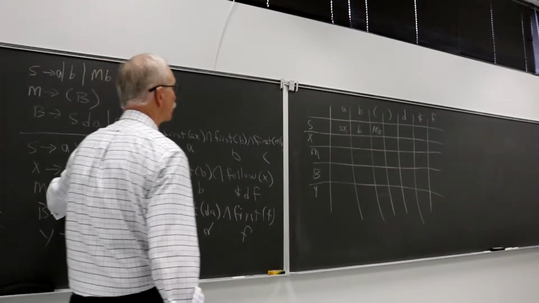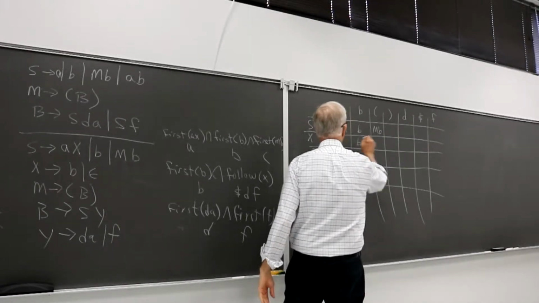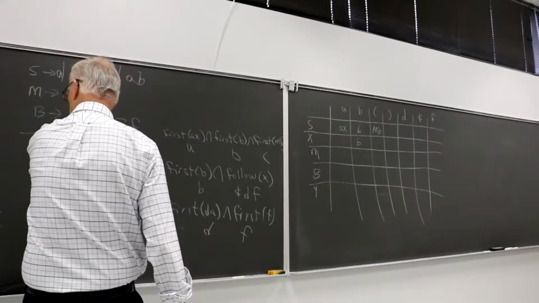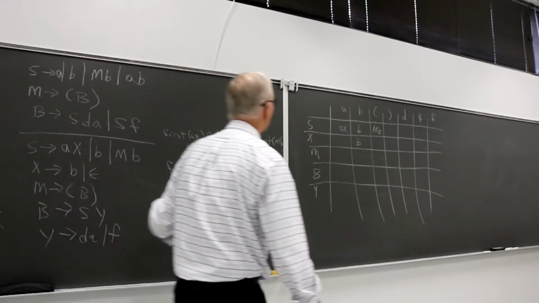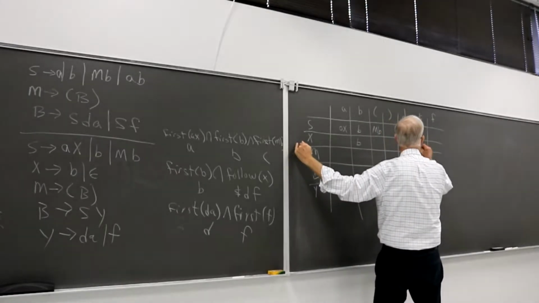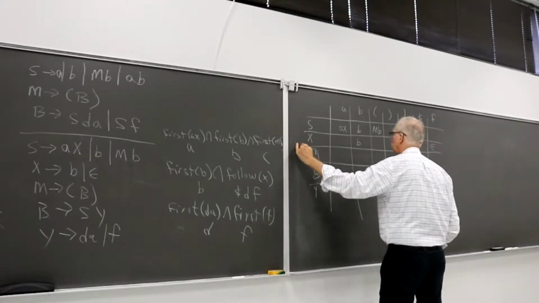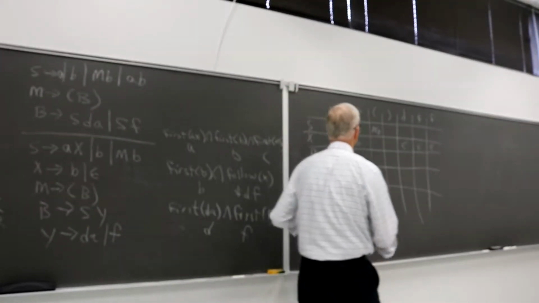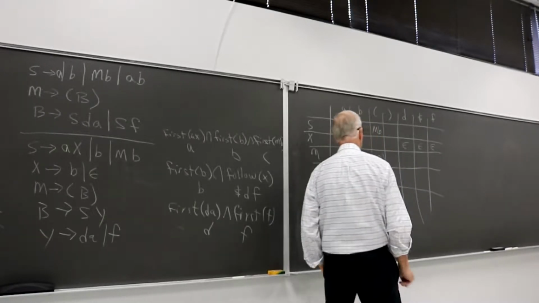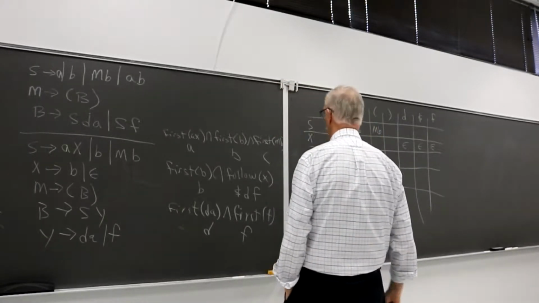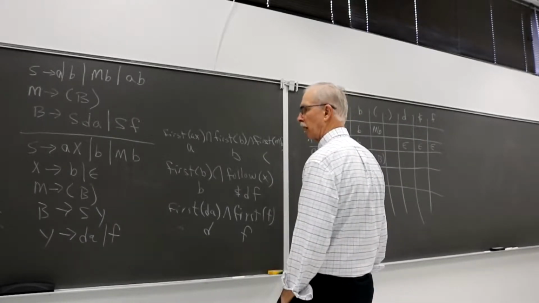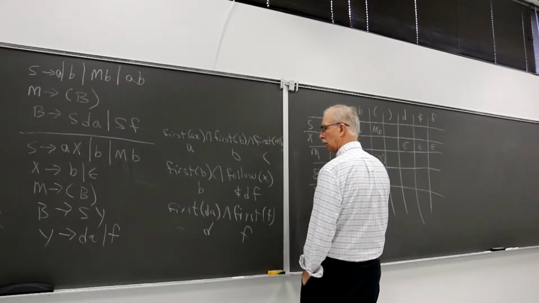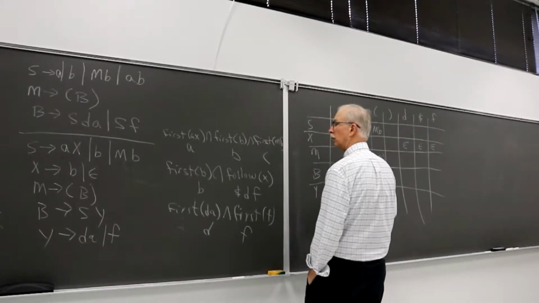X goes to B on the first of B, so I write a B. X goes to empty on the follow of X, dollar, D and F. So it goes to empty, empty, empty. M goes to paren B paren on the first of paren B paren. B goes to SY on the first of S.